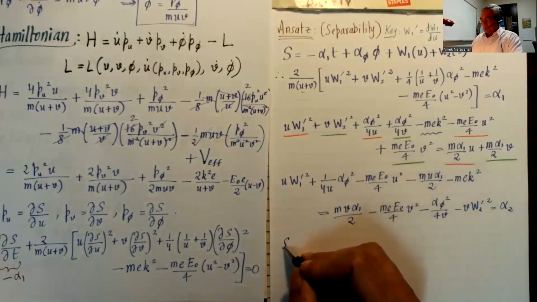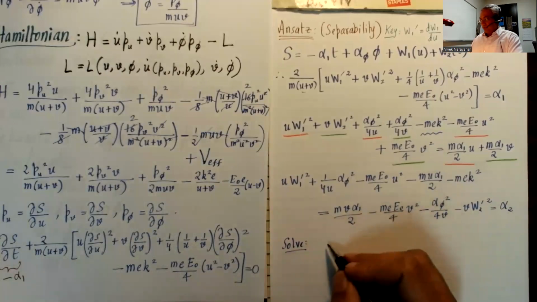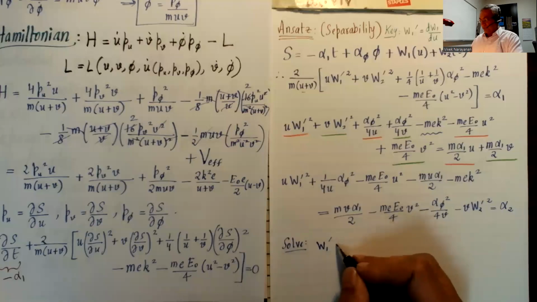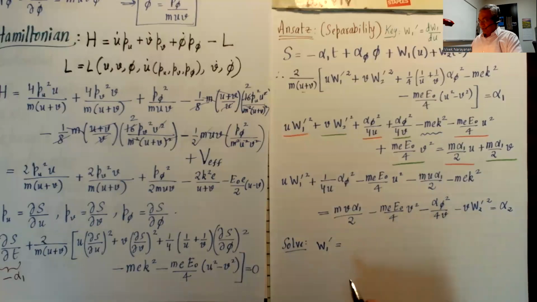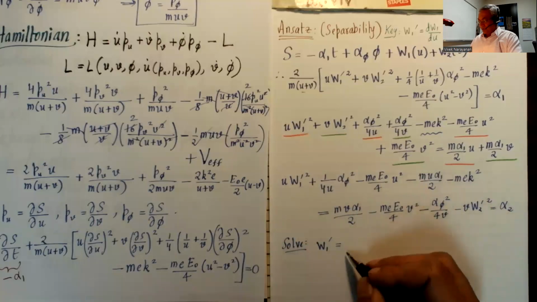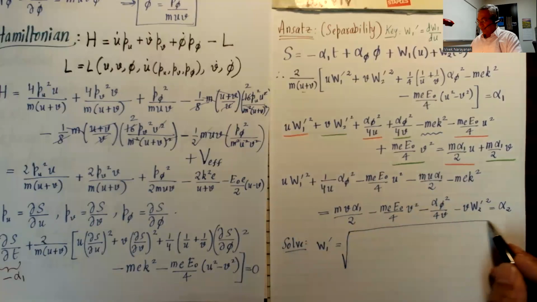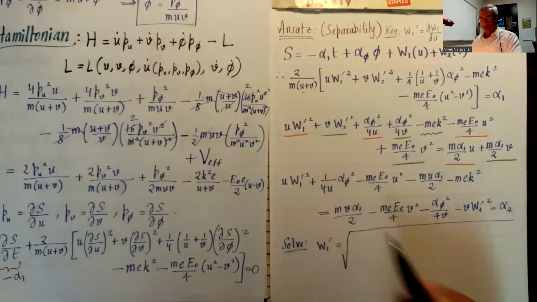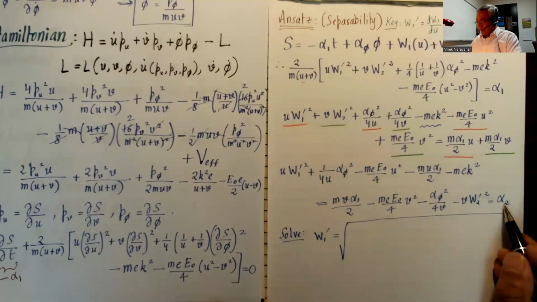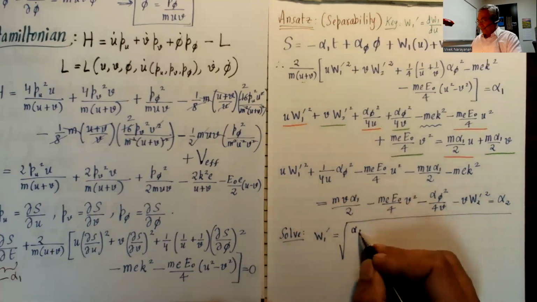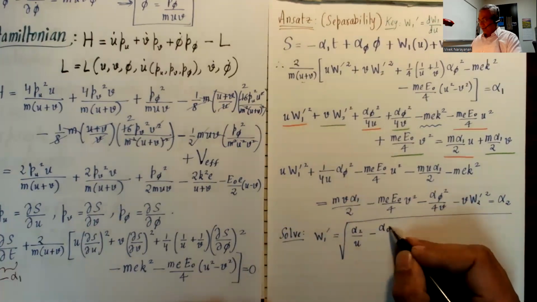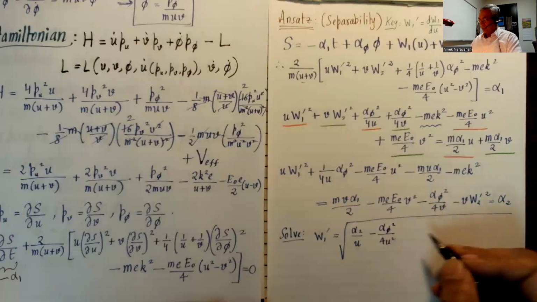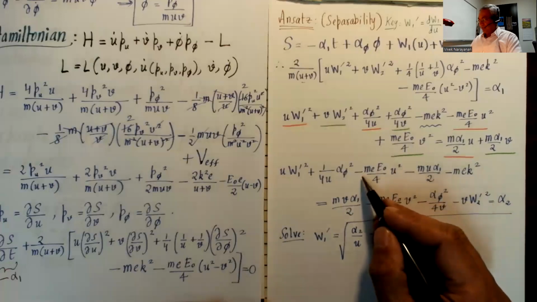So we can solve this for W1 prime. The solution for W2 prime will be very, very similar. So first I'll solve for W1 prime. There's only one term with W1 prime, so bring everything to the right side. So what I'll do is, I know there's going to be a giant square root because that's W1 prime squared, so I'll put a giant square root first. And then alpha 2 over u. And then when I bring this to the other side, it becomes negative alpha phi squared over 4u squared.